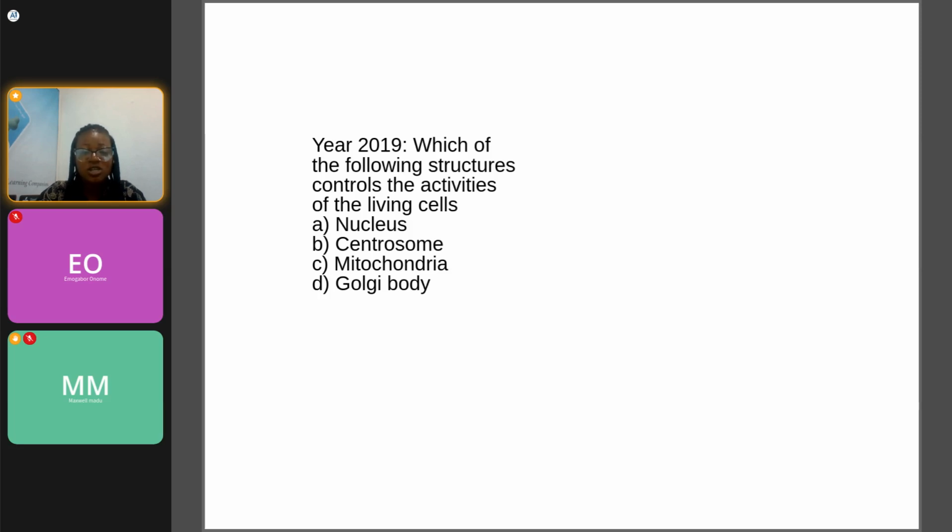Why? Because the nucleus, I told you, is almost at the middle of the cell, at the center of the cell, because it controls the activities of the living cells. It controls the activities of everything that is going on in the cell. And we also have the centrosome, which is regarded also as the centrioles. And also we have the mitochondria, we have the Golgi body. I gave the explanations for each of the components, right? So the answer here is the nucleus.